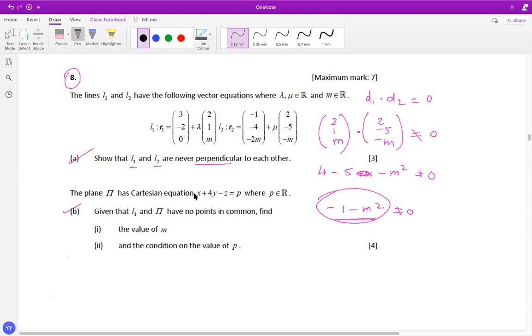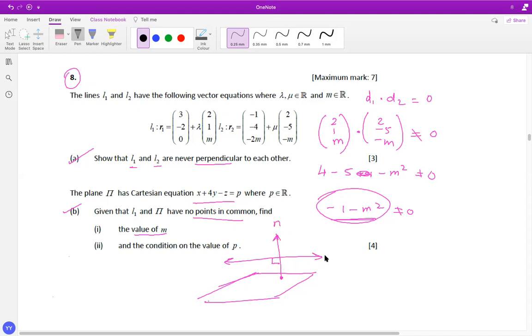Next one is that consider another plane where they have given x plus 4y minus z equals p, where p belongs to the real numbers. Given that L1 and the plane do not have any point in common, find the value of m. Now, assume that this is the plane that I have, and if the line is parallel, it does not have anything in common, meaning it shouldn't intersect the plane. It means that the line and the plane are parallel. And if the line and the plane are parallel, it means that the normal to the plane and the direction of the line are going to be perpendicular to each other.